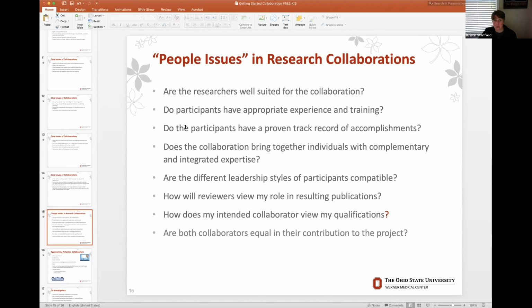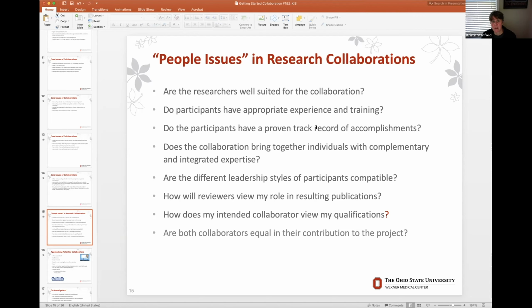I think one thing that is really important, especially if you are a junior PI, is determining, do the participants have appropriate experience and training and have a proven track record of accomplishments? I think there are great opportunities to submit MPI grants, but if you are both very junior and have not established yourselves as such, it's not always seen in the best light. So, does the collaborator you've chosen have the expertise required to advance these projects? And are they going to be able to help you advance your career, and vice versa?